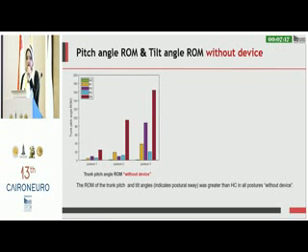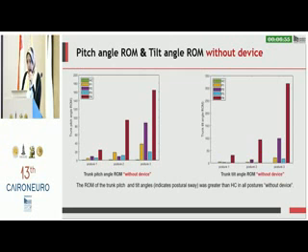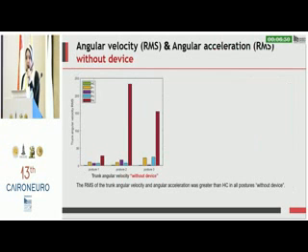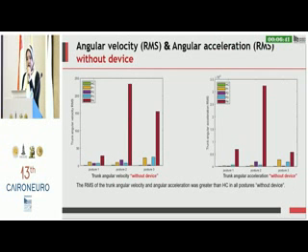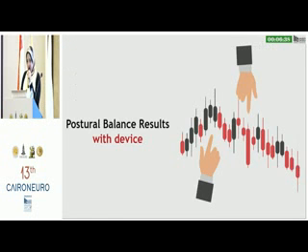Here, pitch angle range of motion, tilt angle range of motion without the device: during the 3 postures, all the patients show greater values than the healthy control, which indicates postural sway. Also, the tilt angle shows the same. After that, the angular velocity root mean square values recorded for the patients without the device were also greater than the healthy control, the same for the angular acceleration root mean square values.